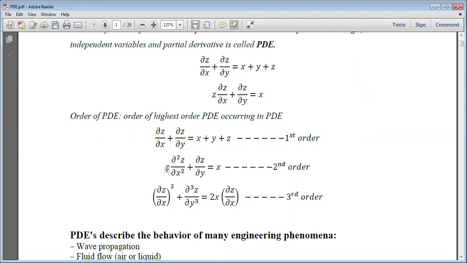Then, z del square z by del x square plus del z by del y. Here, the highest order derivative is second order, so this equation is a second order PDE. Next, (del z by del x) whole square plus del cube z by del y cube is equal to 2x del z by del x. The highest order derivative is third order of z, so this is a third order equation. Why? Because (del z by del x) whole square is not the order of the equation. The order of the equation is given by del cube z by del y cube.